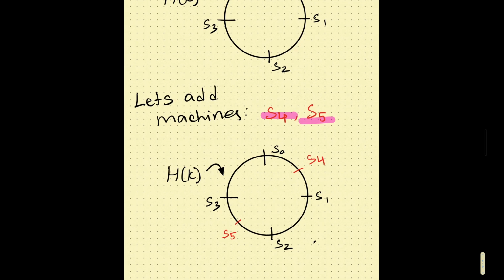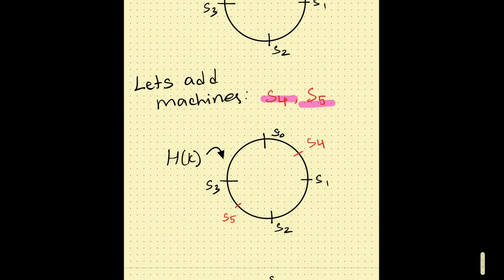Right? So in this case, we had S1, S2, S0, S1, S2, and S3. Now we have 2 new machines. So we try to still just add the machines evenly instead of just putting 2 next to each other. So let's say 4 is here between 0 and 1, 5 is here between 2 and 3.